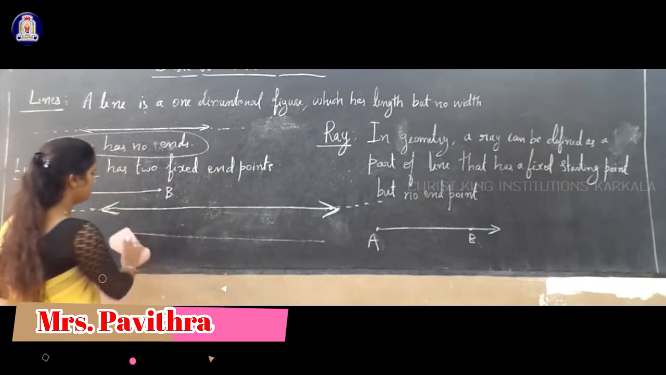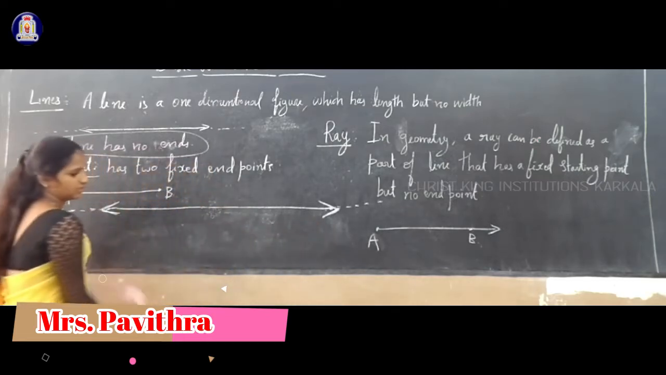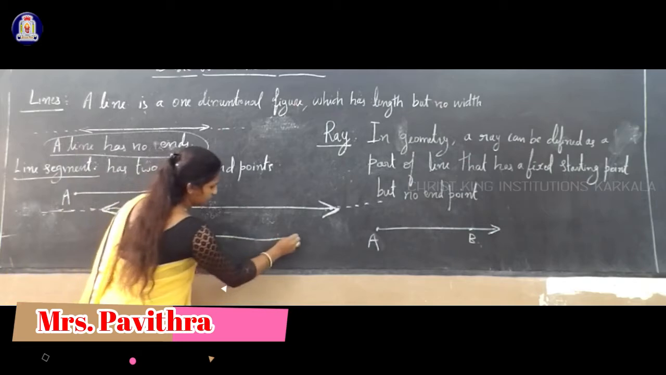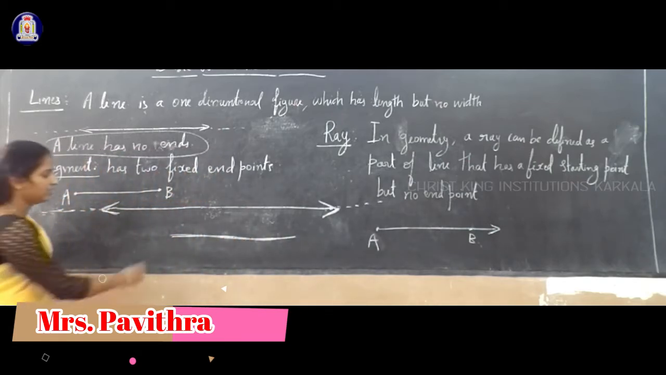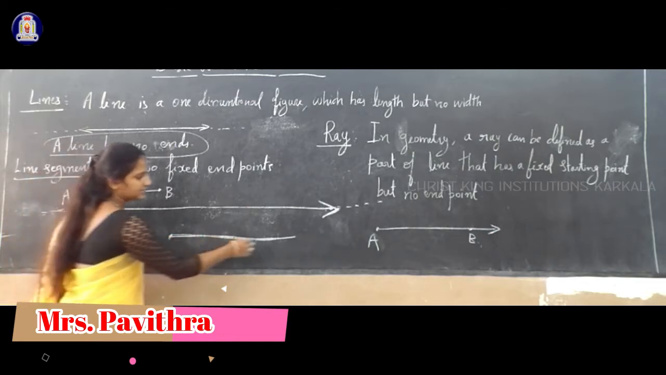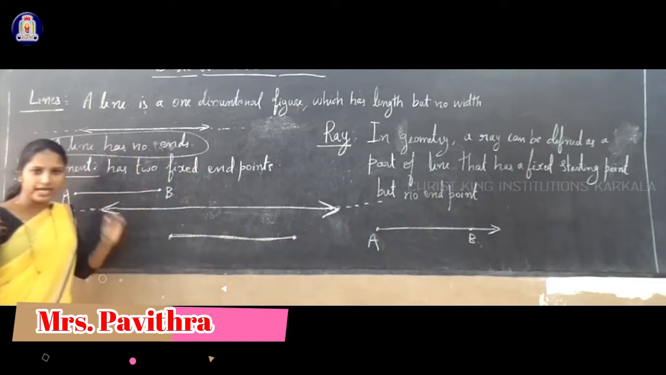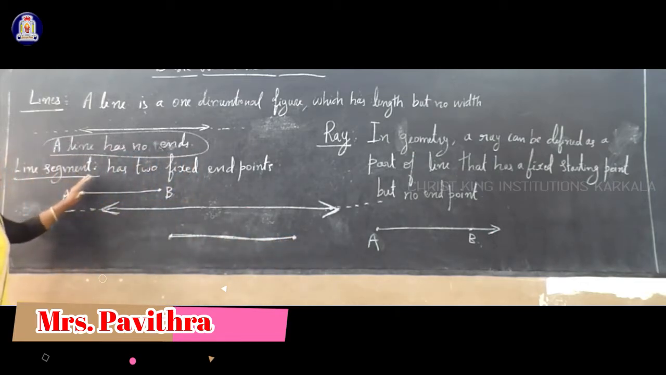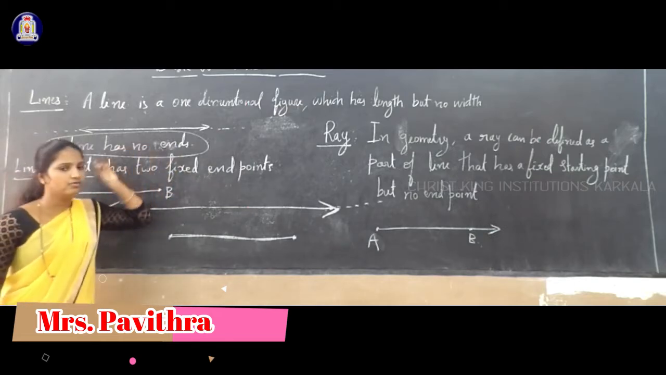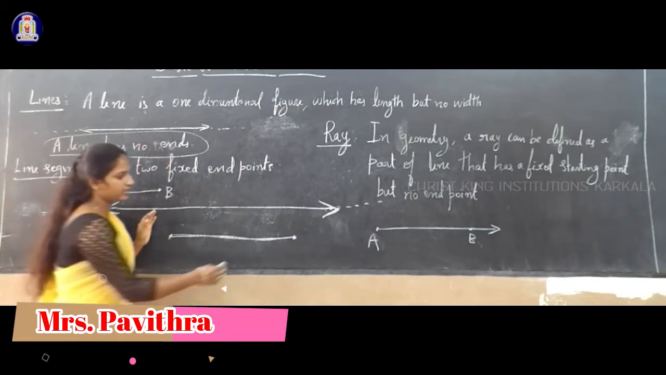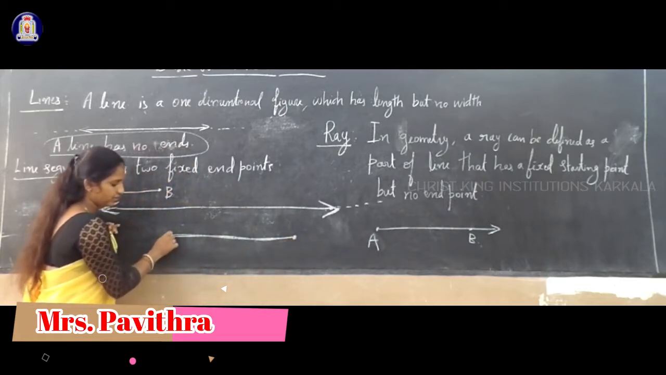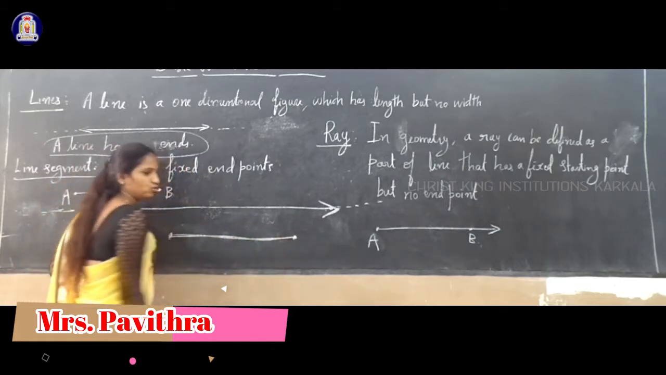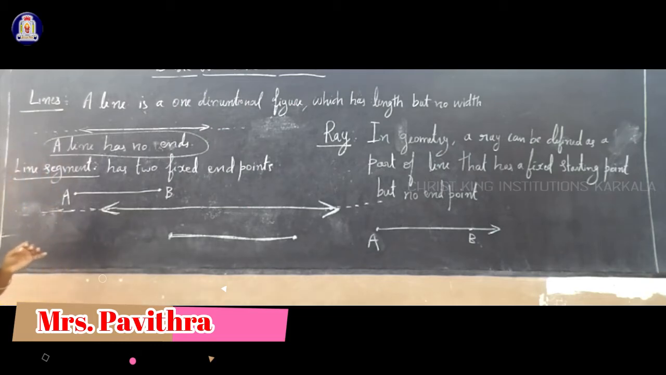If you draw one more line, this is called a line segment. Why? Because it has an end point. What is a line segment? A line segment has fixed end points. You cannot extend this. This is a line segment. If you consider this is one point, this is another point, two end points are there in a line segment.